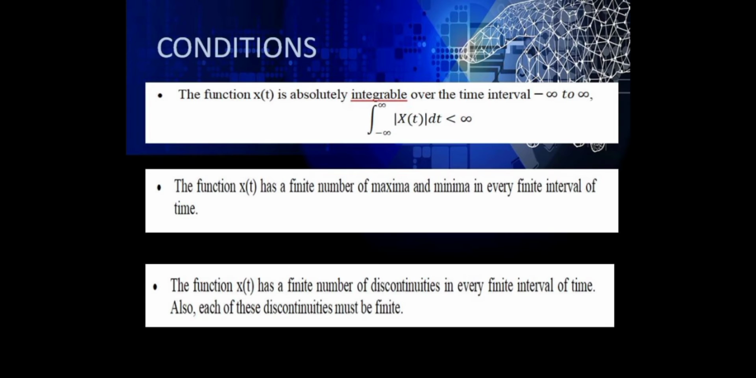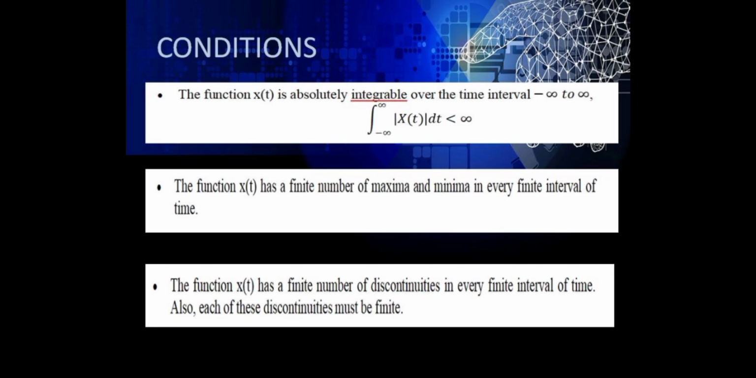The Fourier transform does not exist for all non-periodic signals. Hence, for a function x of t to have a Fourier transform, the following conditions called Dirichlet's conditions should be satisfied. The function x of t is absolutely integrable over the time interval negative infinity to positive infinity: the integral from negative infinity to positive infinity of the absolute value of x of t dt is less than positive infinity.